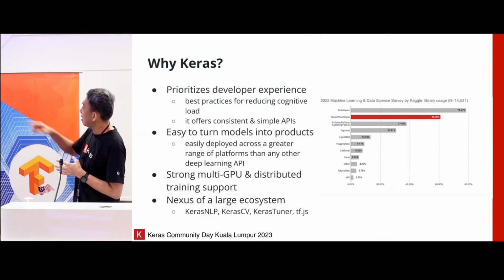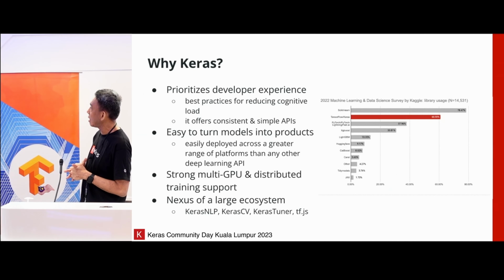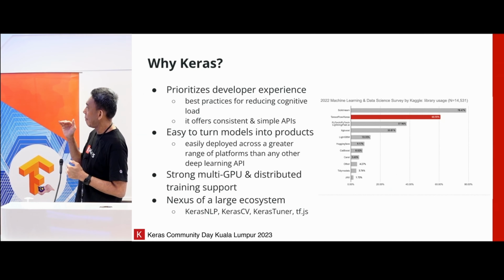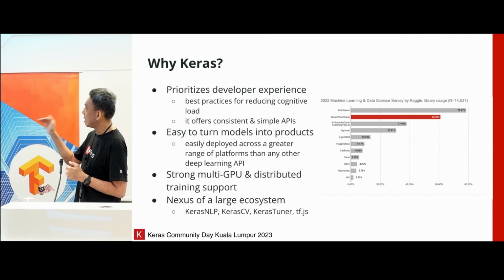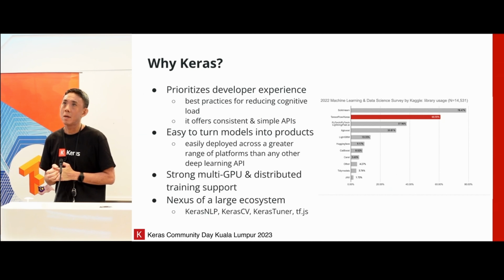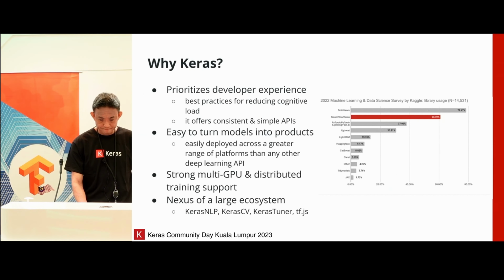So you can see in 2022, the most commonly used library in machine learning is, of course, scikit-learn. After scikit-learn is actually Keras. Okay, so that is the statistics that has been shown out there.